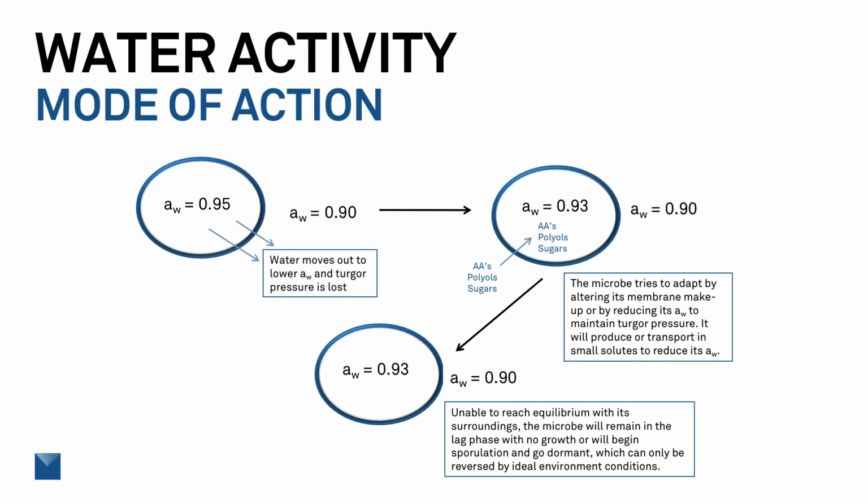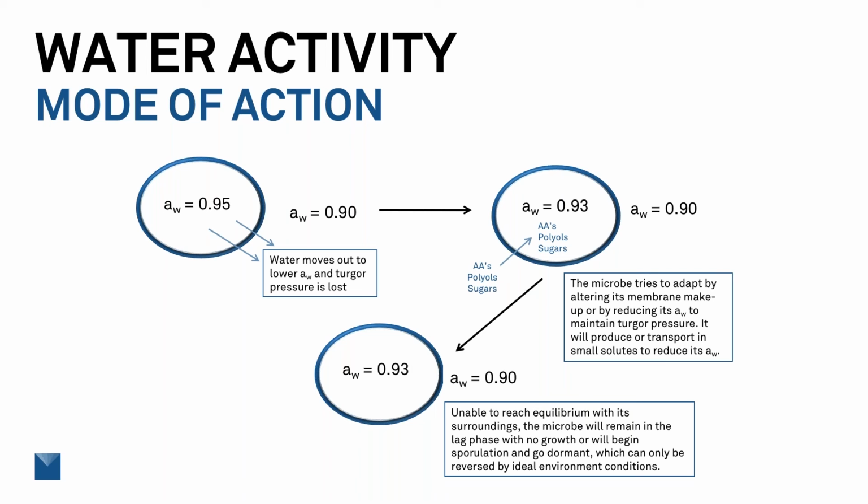So we know from thermodynamics that if we have a difference in water activity, we have a difference in energy level, and it wants to go from high to low to even that out, to equilibrate. So the water inside that microbe is going to want to leave, and it does, and it moves out into the environment. And what happens inside that cell is that turgor pressure is lost, and that starts to stress that microorganism out. So in response, the microorganism is going to try to stop that.